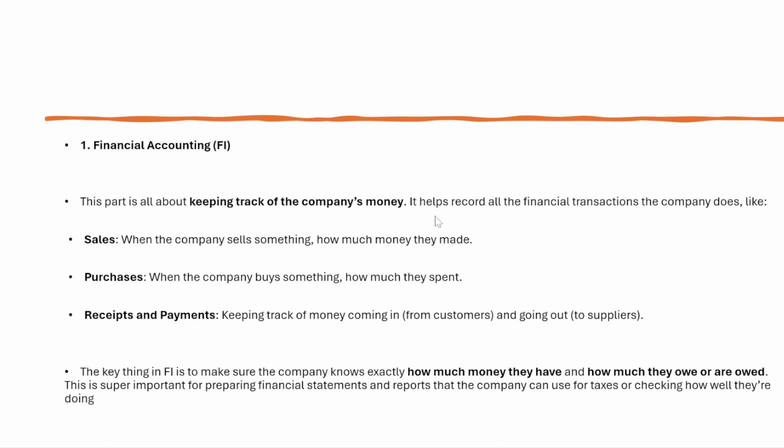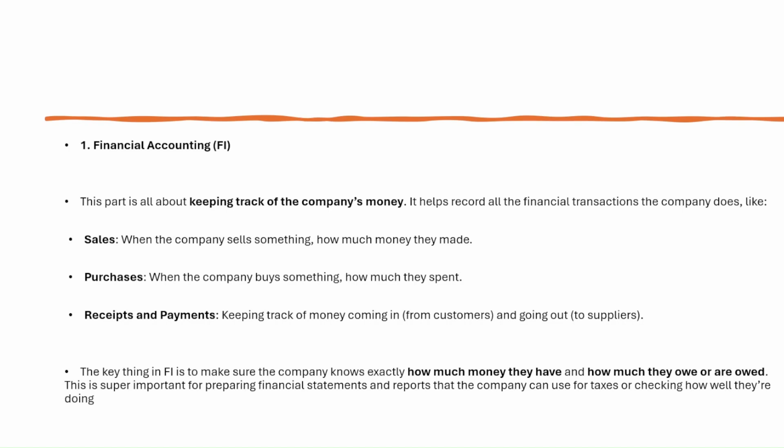It helps record all the financial transactions the company does, like sales. When the company sells something, how much money are we making from that? In purchase, how much money are we spending? In receipt and payment, we track money coming from customers and money going to suppliers. So everything in receipt and payment is tracked, right? The key thing in FI is to make sure the company knows exactly how much money they have and how much money they owe.